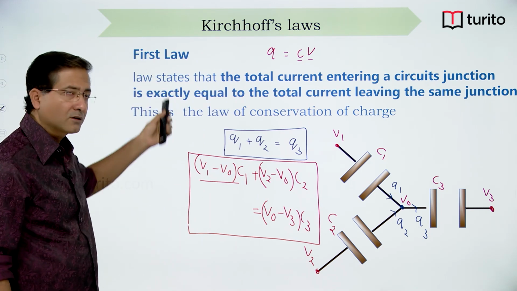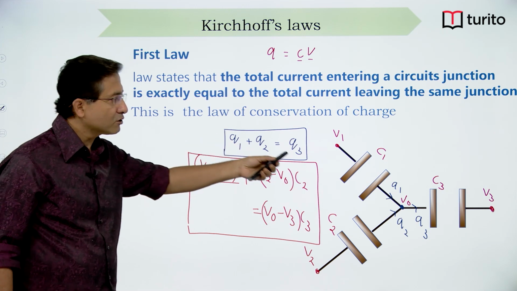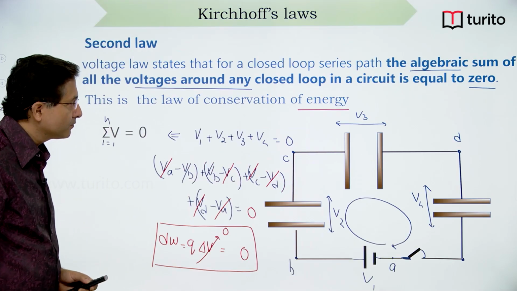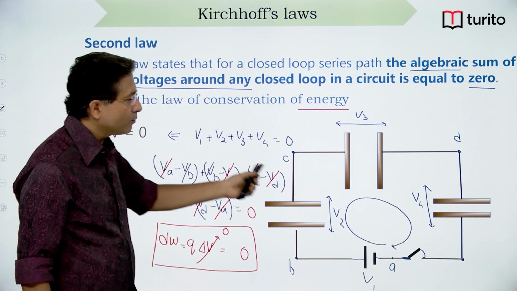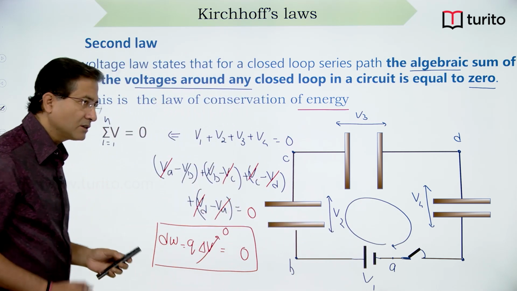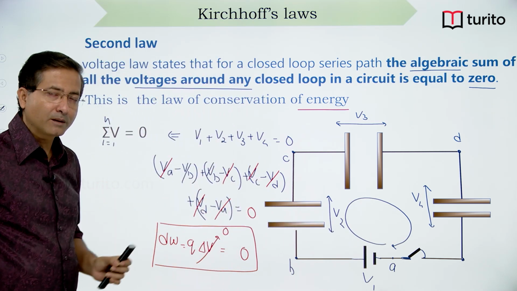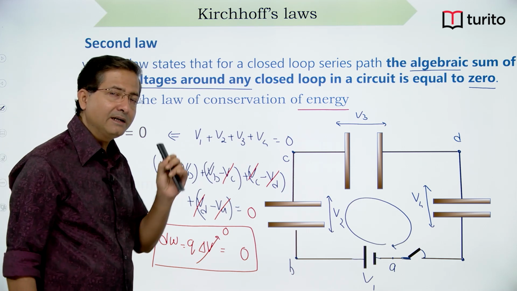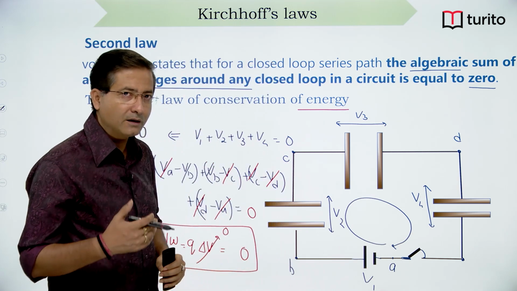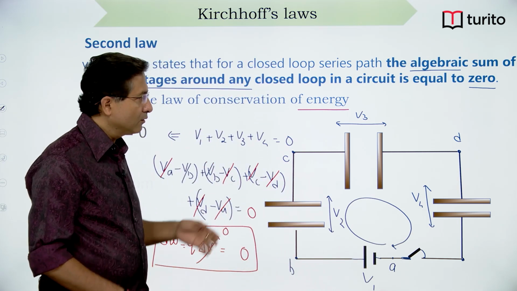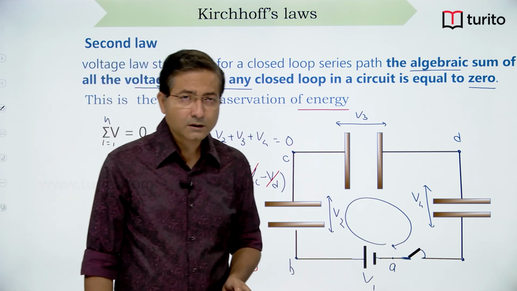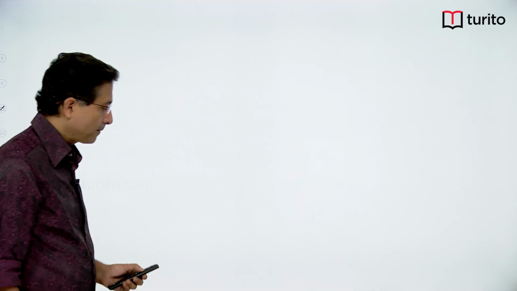Kirchhoff's first law is that the summation of charge at the junction is 0, and the second law is that the summation of voltage drop across a closed loop has to be 0. So, these are the two things we have to apply while solving any circuit. Irrespective of the topic we are going to take in future, wherever we get a circuit, we have to apply Kirchhoff's law. Now, let us see one point.